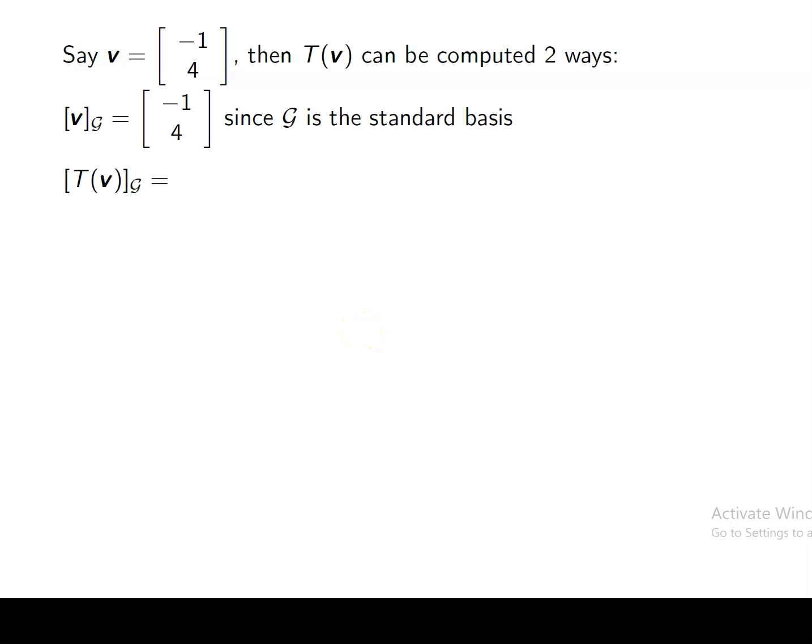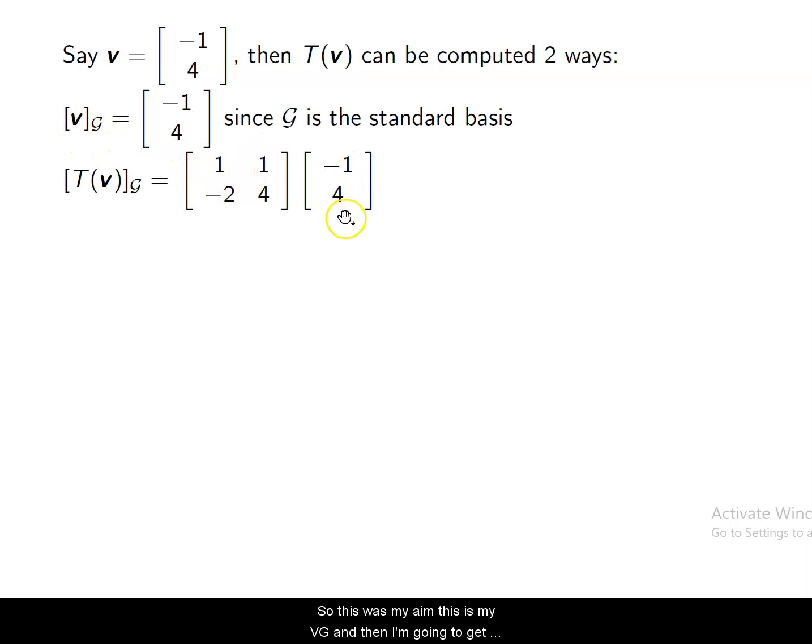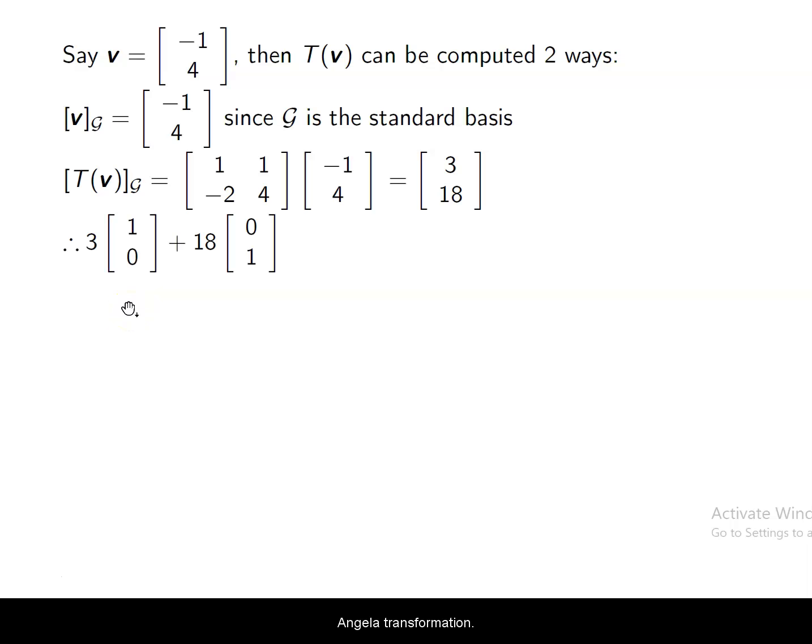Okay. So I'm going to multiply A times V of G. So this was my A, this is my V of G, and then I'm going to get my vector with respect to G. And then now that this is in terms of G, this is a coordinate vector, so I need to multiply these times the bases of G to get the original image of V. But as we said before, G is the standard basis, so this is the image of V under that transformation, right?